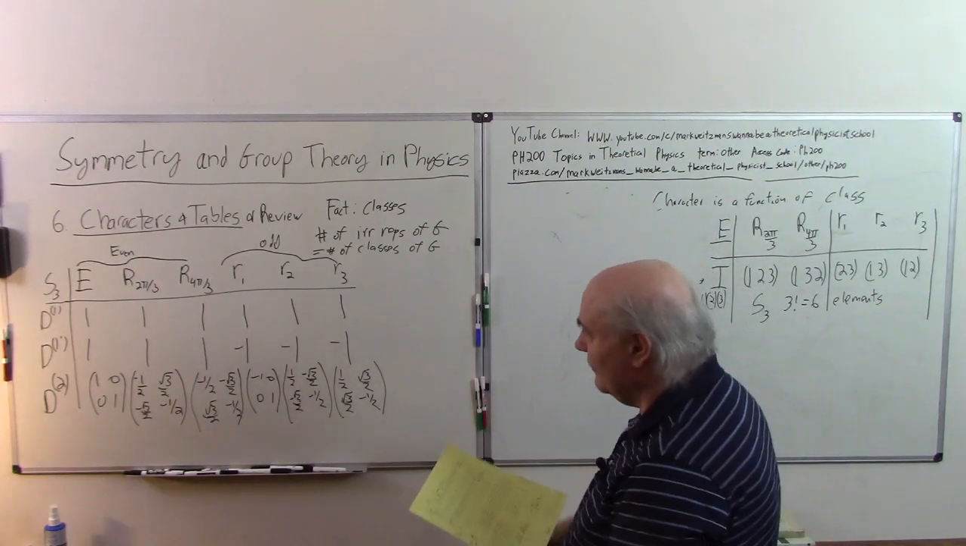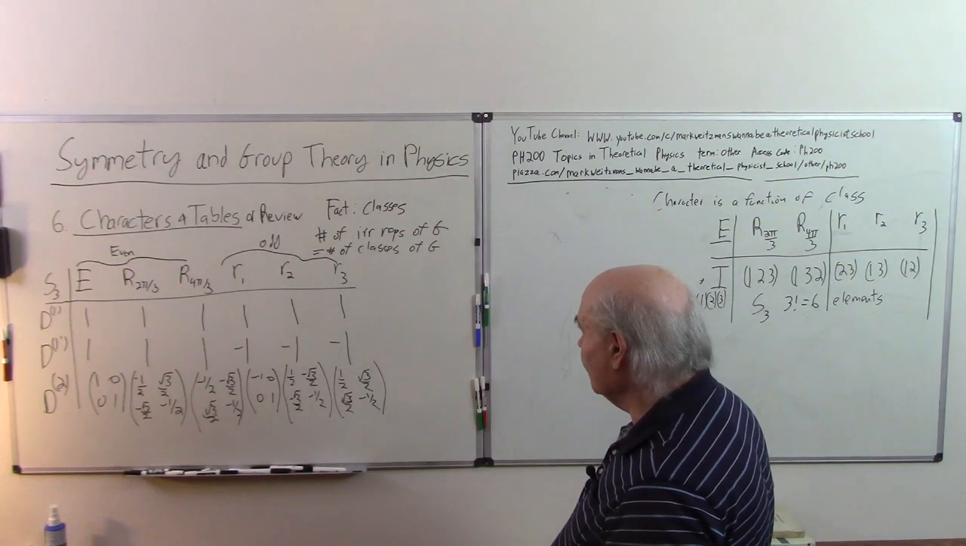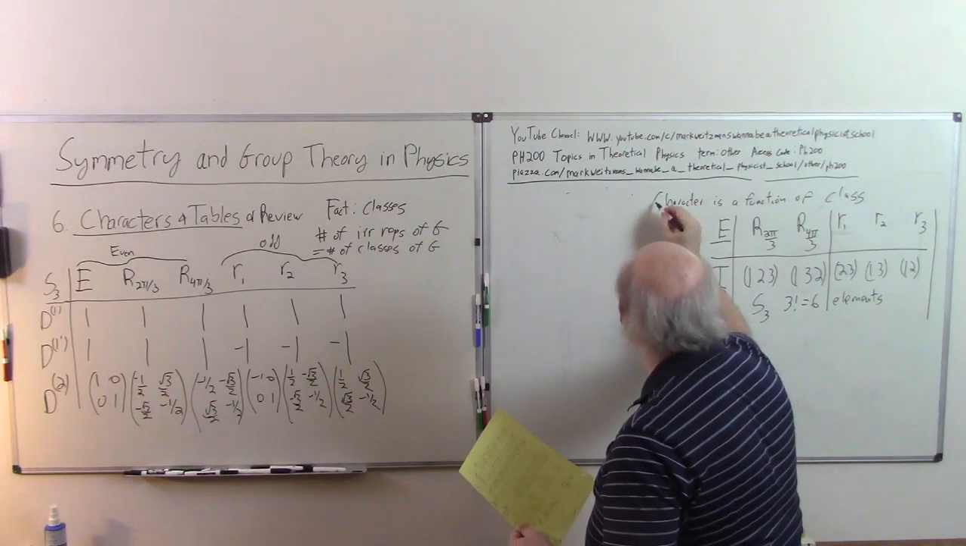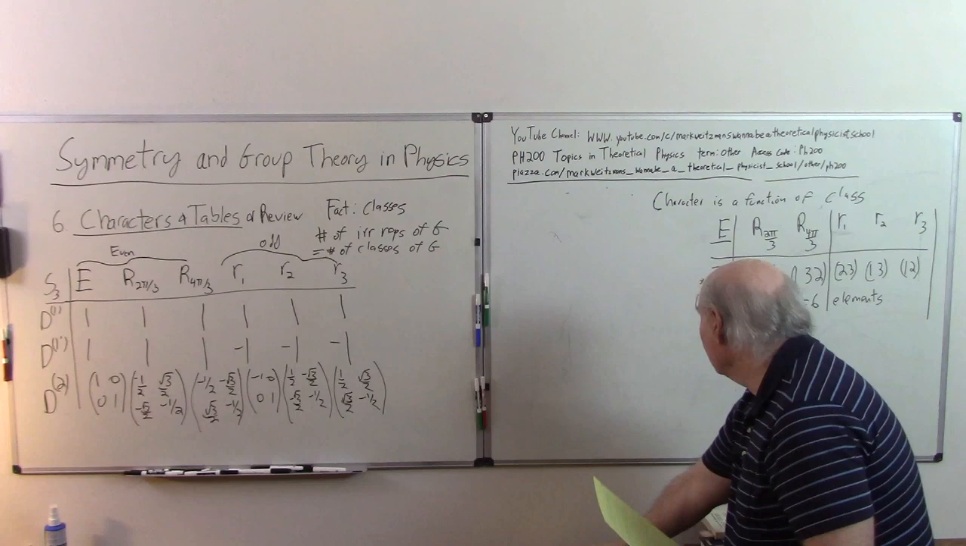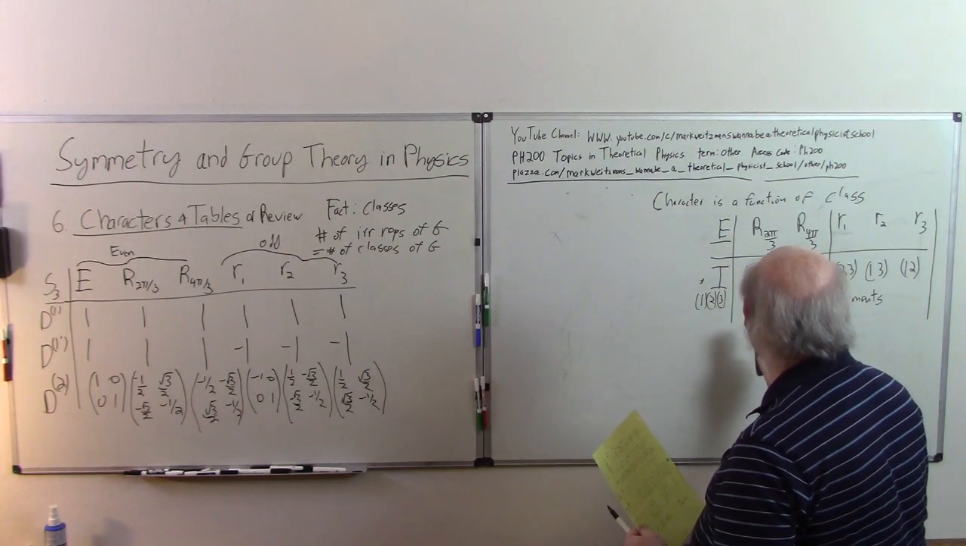Now, we can have higher dimensional representations, and I want to show you where these come from and write down the characters for them. Or I'm going to write down the representations first and then the characters. So since I have it written down, I'm going to erase this.